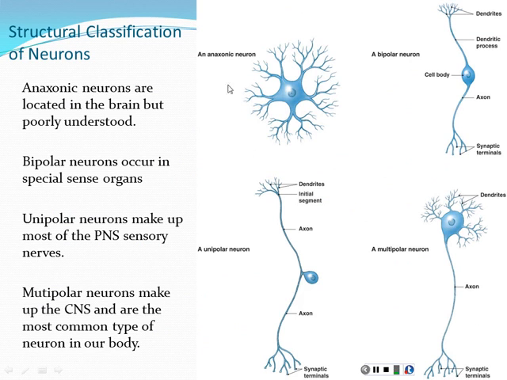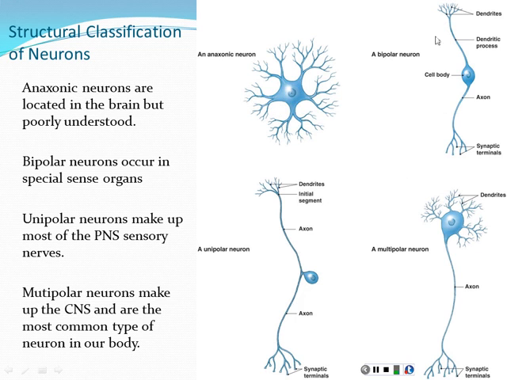So one is the anaxonic. This is the mystery neuron. There are a ton of these in the brain, but we don't really know how they work or what they do, because they appear to not have an axon. They just have a lot of dendrites and a cell body. So if they have no axon, they can't send any information, so then what's the point of having them there? We don't really understand what anaxonic neurons do, but they're only found in the brain. So that one's a quick one.